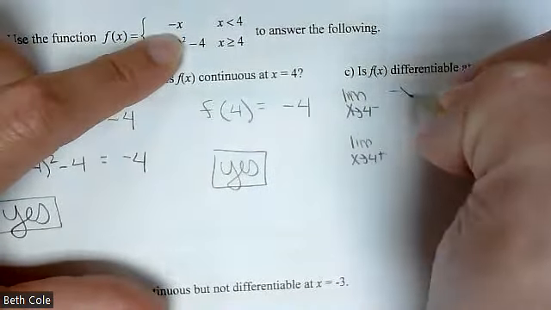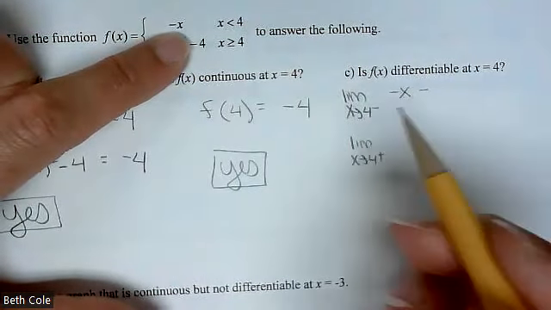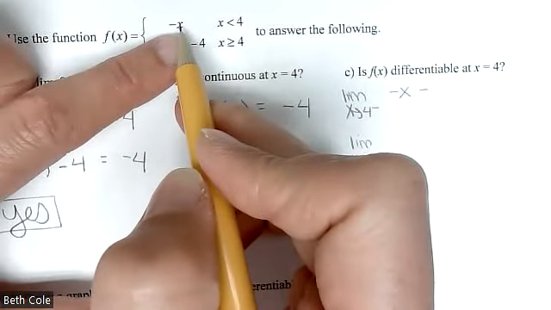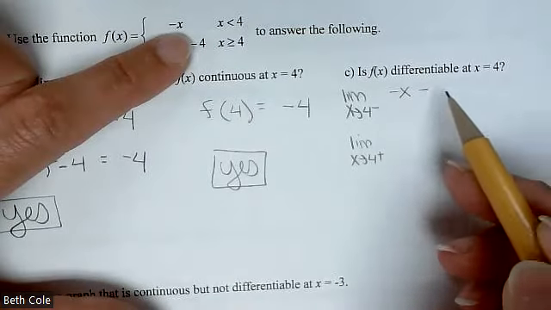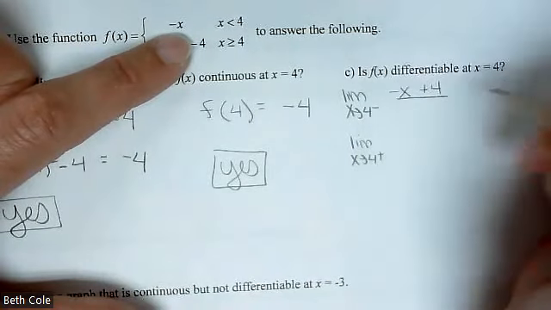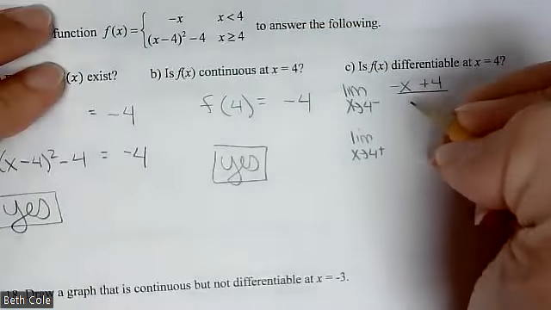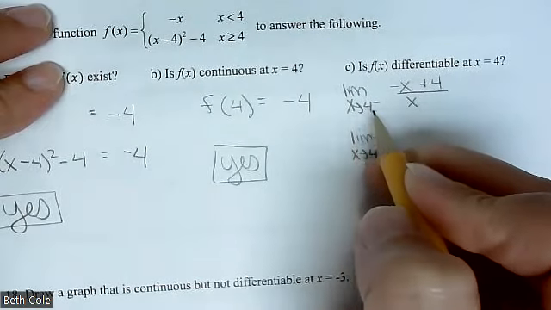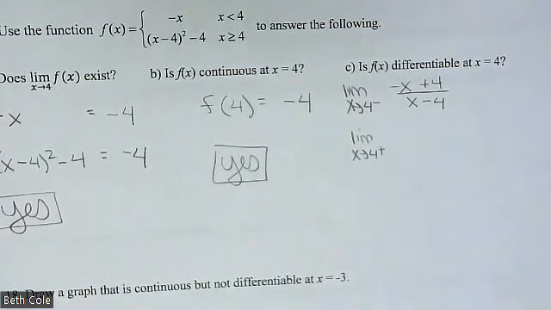So it's going to be negative x, the function, minus whatever you get when you plug in the numbers. So if you plug in 4, you get negative 4. So this would be minus negative 4, so plus 4. Good. And then what goes in the denominator? x minus 4. It was weird because the input is 4 and the output is negative 4. So I get that that was really weird.